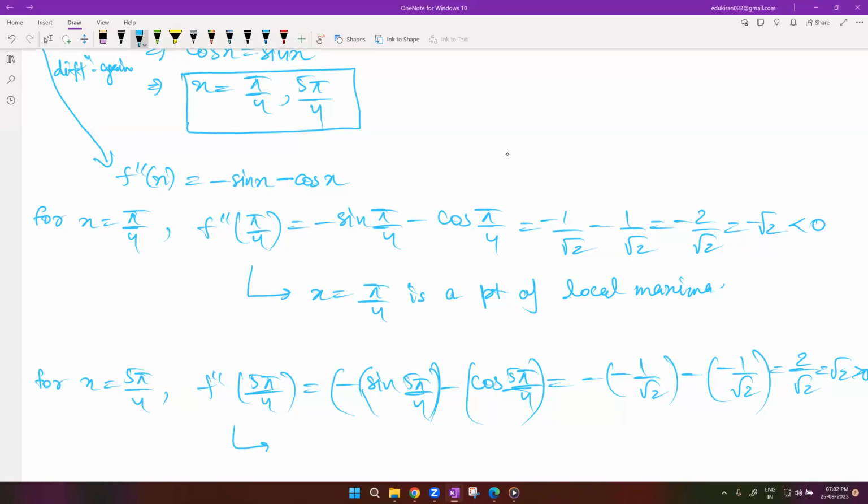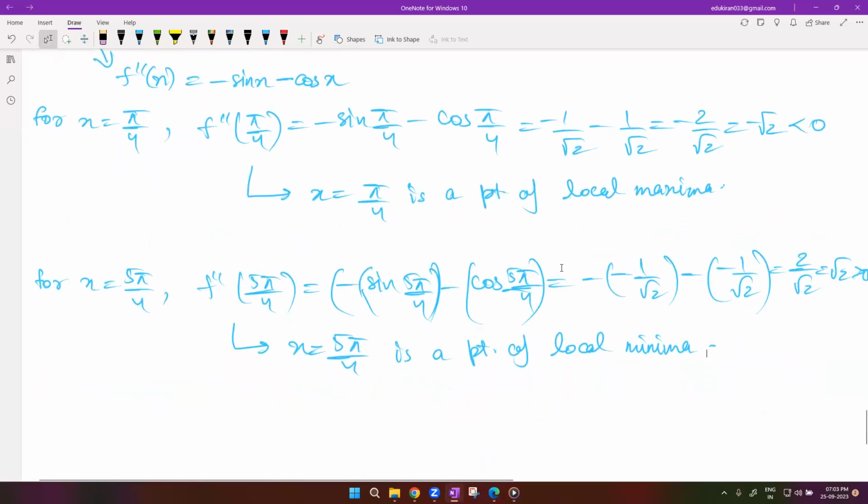Hence, we can say that x is equal to 5 pi by 4 is a point of local minimum. That is how we can very easily identify whether a point in context of a question is a point of local minima, point of local maxima, or point of inflection. Just follow these simple 2-3 steps.